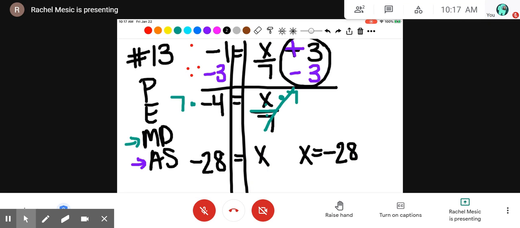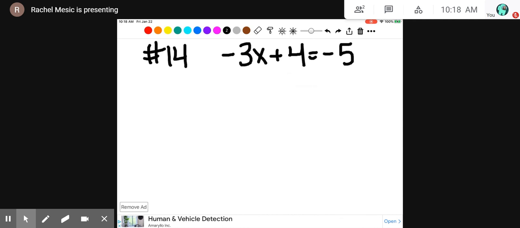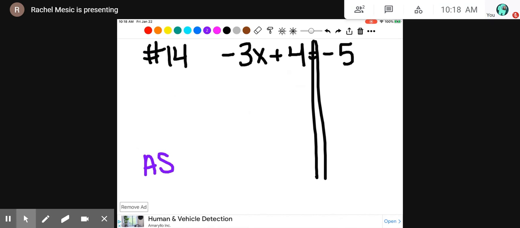All right, let's take a peek at number 14. Number 14, we have -3 times a number increased by 4 is the same as -5. So the first step we want to do is to add or subtract. On the left-hand side, it looks like I have a subtraction and an addition. Our goal is to get rid of the integer, which is the 4.